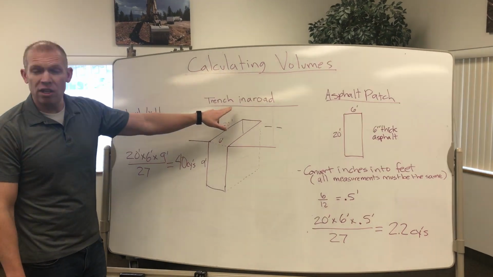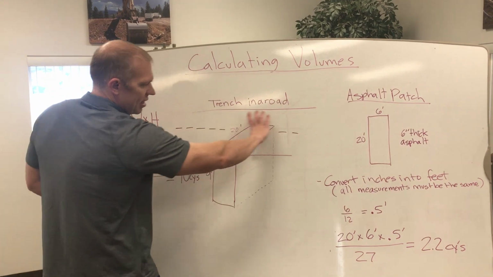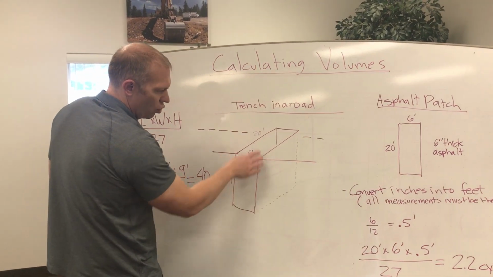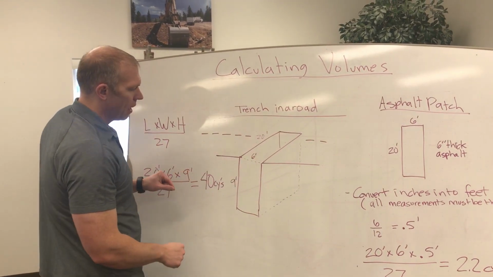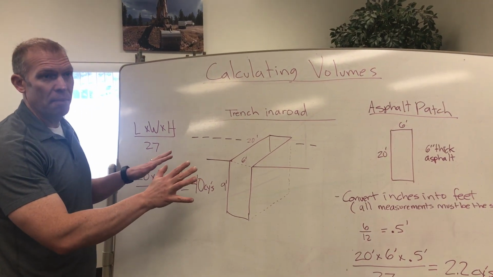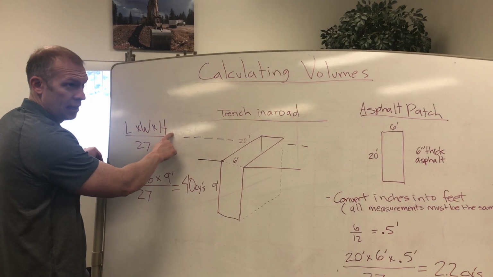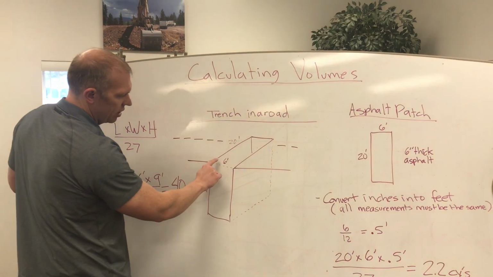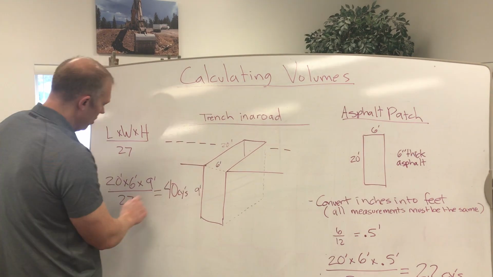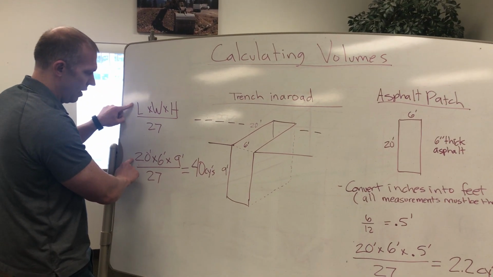So right here, we're going to talk about a trench in a road. If you see, this is kind of our roadway here, and this is our trench going down into the road. And we're going to use the same equation that we use for all volumes, which is length times width times height. And so our length of this trench is 20 feet, which is represented here as the length. So length and 20 feet.